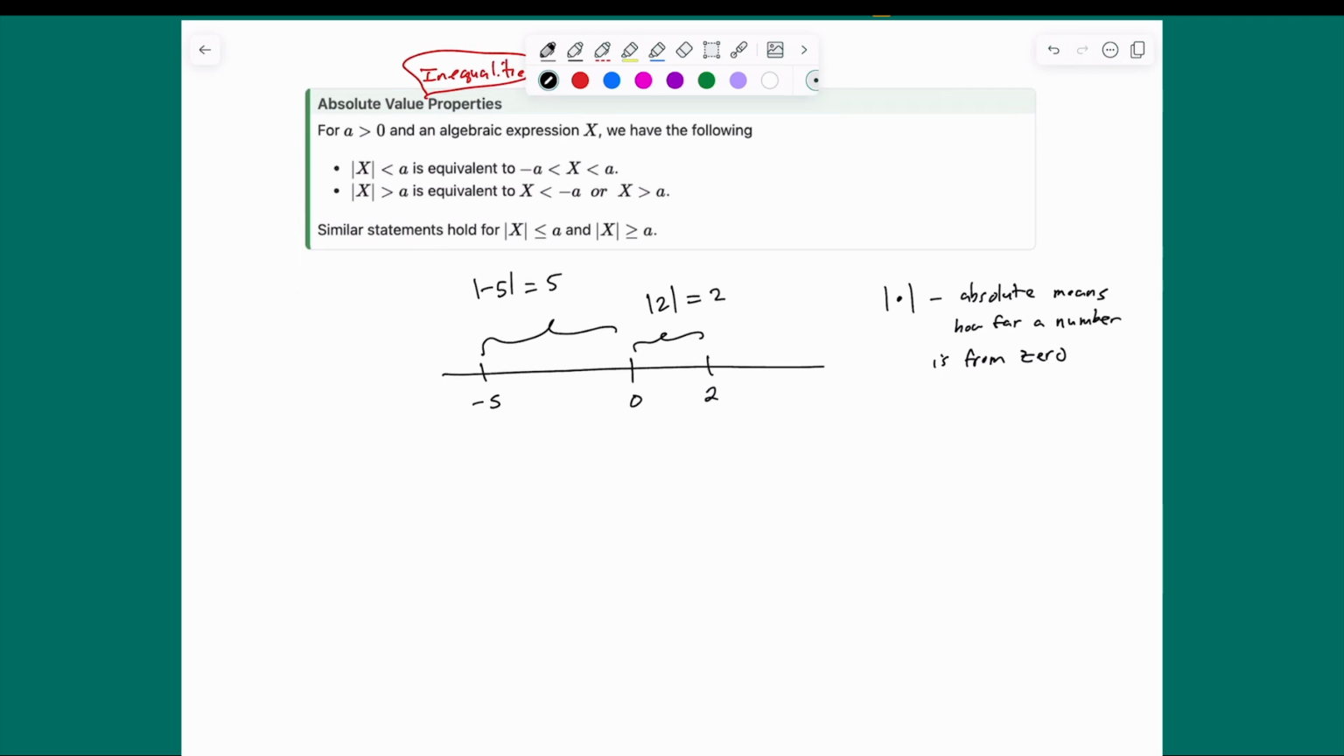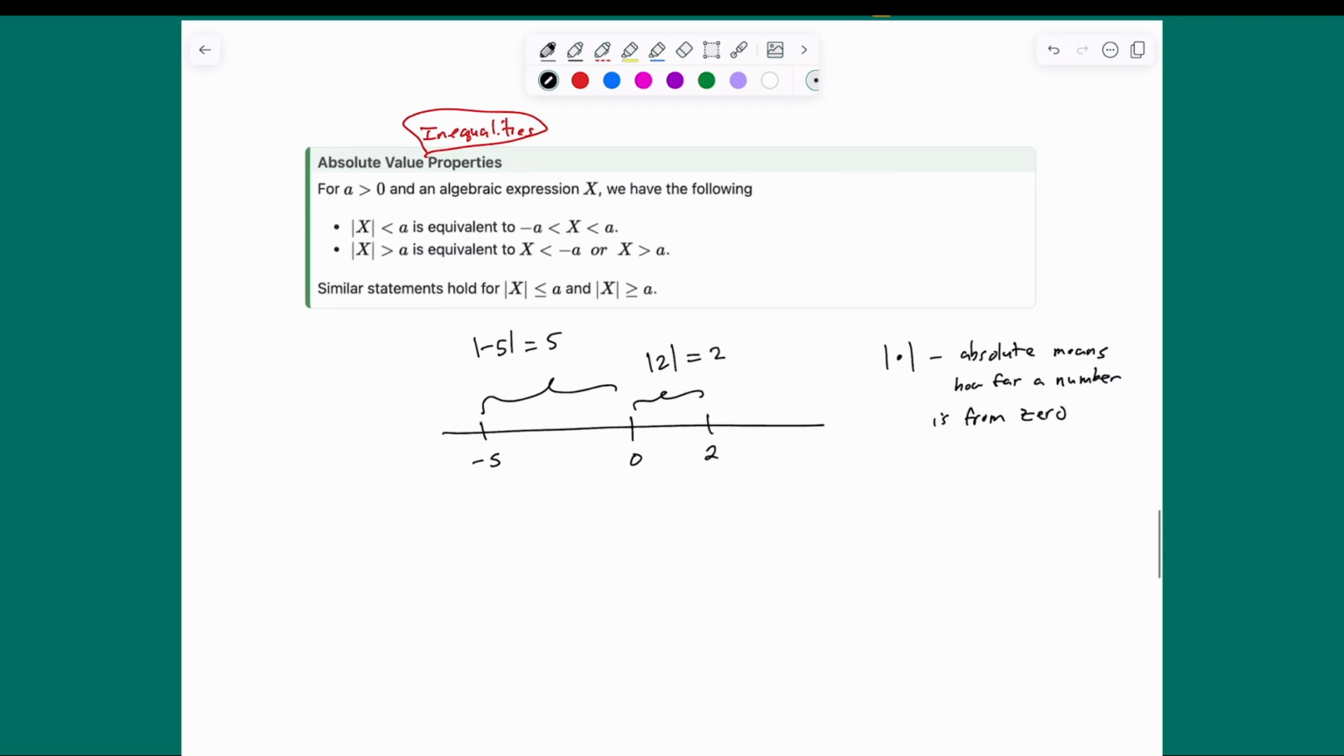And so let's discuss these properties here, which say that for a positive number a greater than 0 and an algebraic expression x, we have the following. Keep in mind, x is an algebraic expression, so it can look like this. For instance, that's an algebraic expression. 3 minus x, that's an algebraic expression. So x is more than just a single term. It is an algebraic expression.